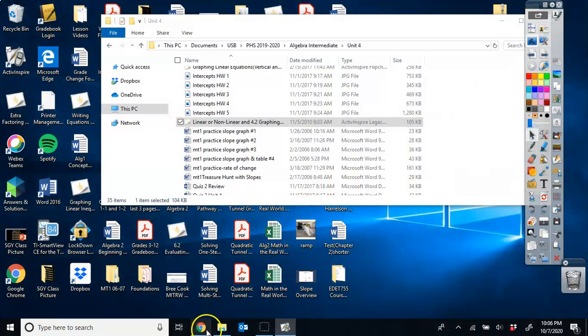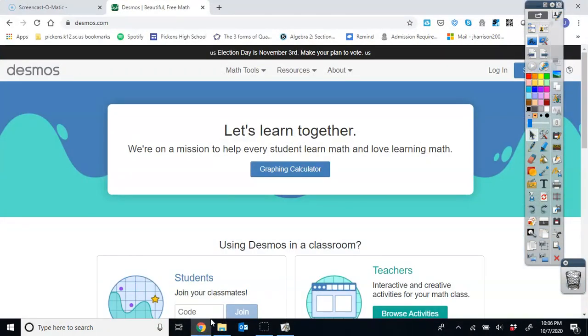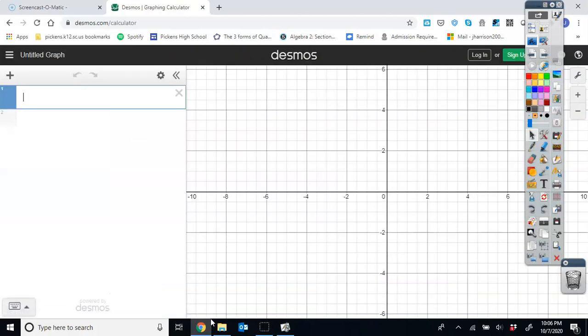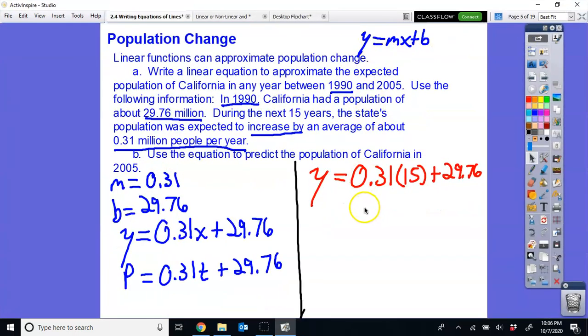I'm going to go over here to Desmos. Desmos.com is a great calculator. You already played around with this in your introduction module. Notice if you click on this graphing calculator, it takes you to the main Desmos screen, and you can type in 0.31. You can type in your parentheses 15, just like it is on your paper, and then you can do your plus 29.76. And if you do that, it gives me 34.41. So 34.41 is the answer to how many people in California after 2005.